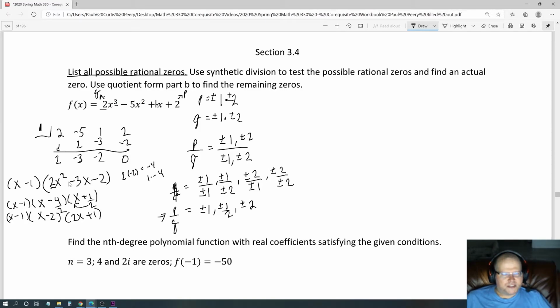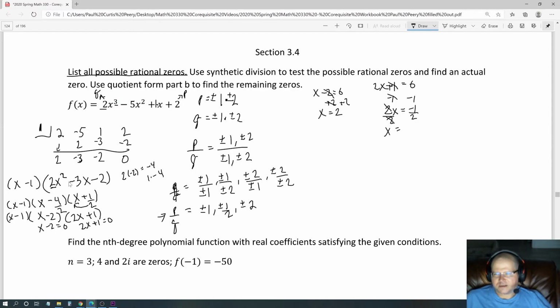Use quotient from part B to find remaining zeros. Okay, so we got these two factors. We're going to set these equal to 0. x minus 2 equals 0, and 2x plus 1 equals 0. All right, so if I have x minus 2 equals 0, plus 2, cancel, cancel, x is equal to 2. And if I have 2x plus 1 equals 0, minus 1, cancel, cancel, 2x is equal to negative 1, divided by 2, cancel, cancel, x is equal to negative 1/2.